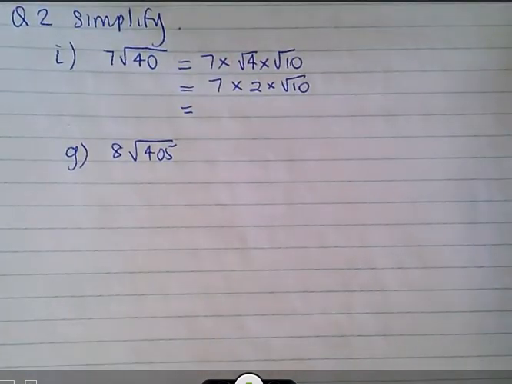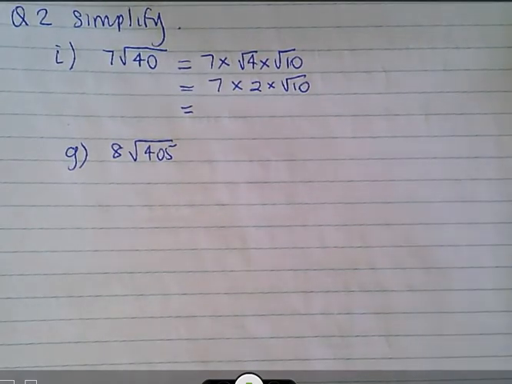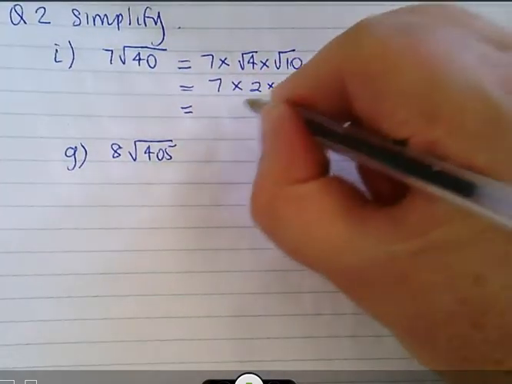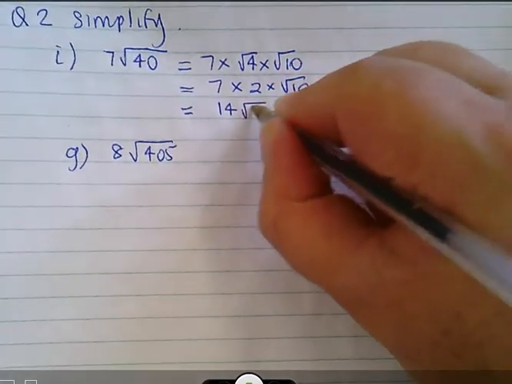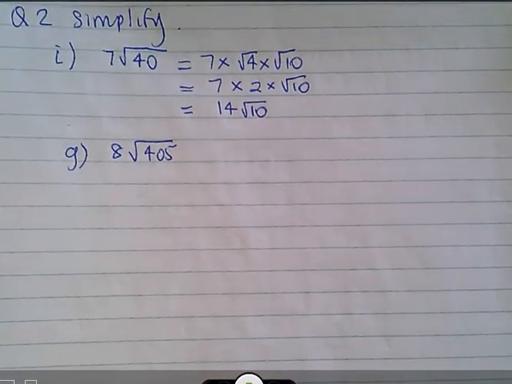Now root 10 is root 5 times root 2, but root 5 and 2 are not square numbers, so you can't simplify it. So what do we get? 14 root 10. So if you were to ever give an answer as 7 root 40, that is not simplified. You have to simplify your answer.